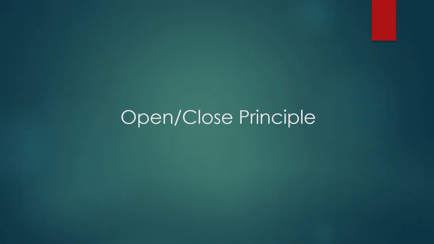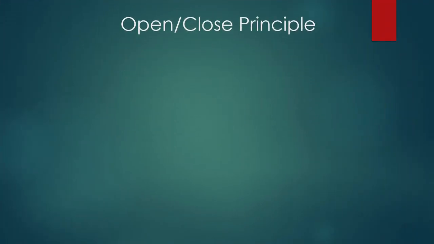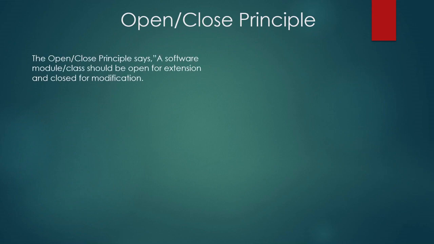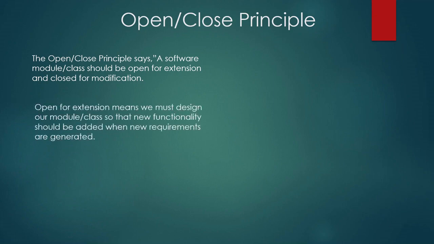Let's start with the open close principle. What the open close principle says is that our software module or class should be open for extension and closed for modification. So what does that mean? Whenever a new requirement comes in, our class or module should be extended. For any new requirements, we should implement new classes, new modules, interfaces or similar structures.